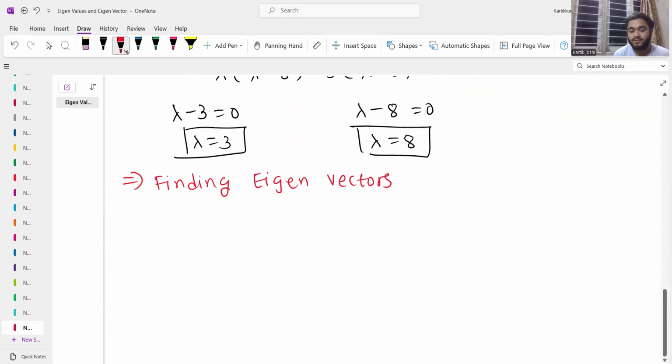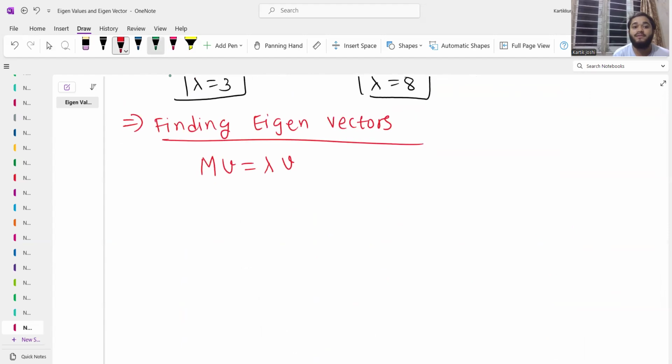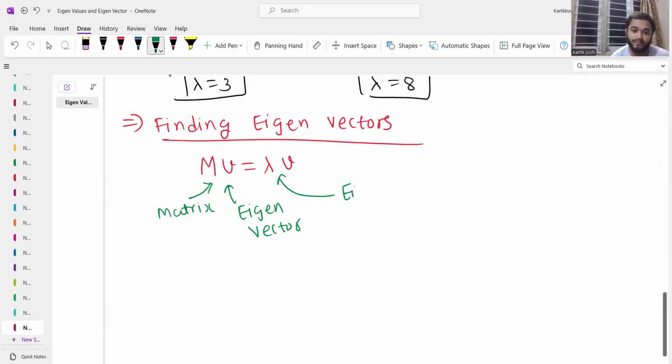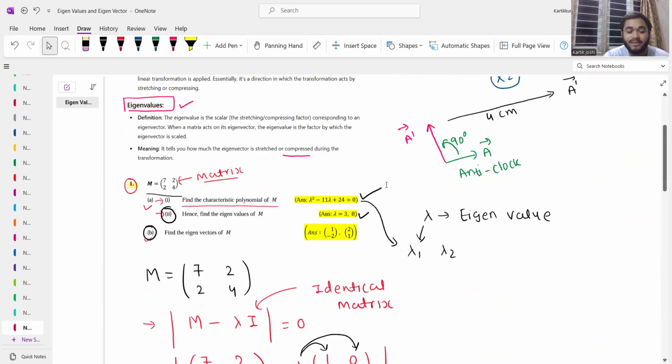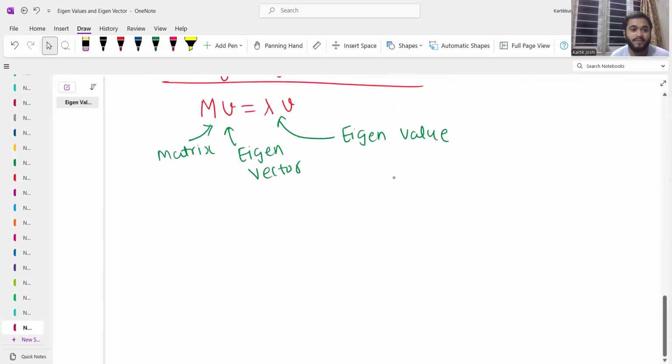First of all, we know MV is equal to lambda V is the formula for the eigenvector. What is M? M is our given matrix. What is V? V is our eigenvector. And lambda is our eigenvalue. So MV is equal to lambda V. The value of M is 7 2 2 4, and the eigenvector is X, Y.